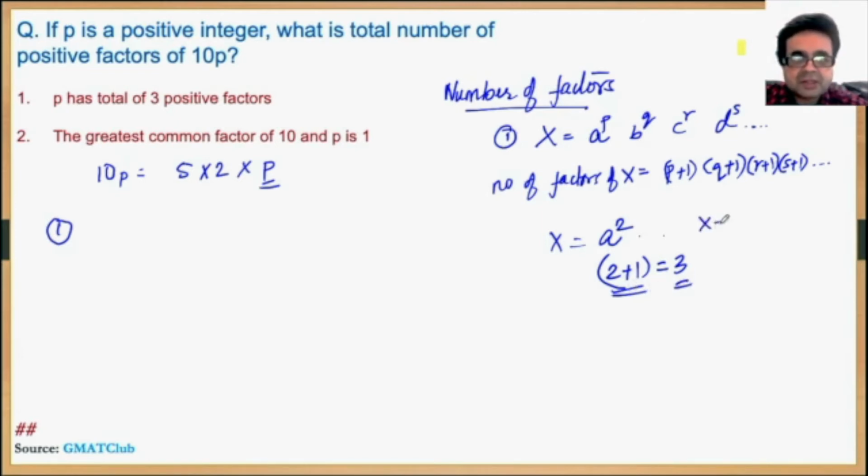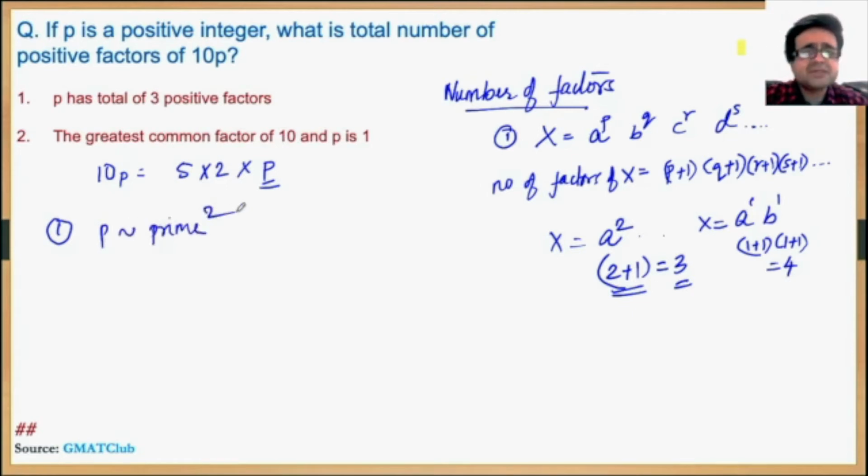If x equals a multiplied by b, let's assume, then the number of factors would become (1 plus 1) multiplied by (1 plus 1), which is 4. So what is given to me in statement 1 is that p is a prime number squared, or p is a square of a prime number. However, it doesn't tell me whether it is 5 or 2 or some other prime number. And what that means is, if it were 5 or 2, then the answer would be different as opposed to if it were 3 squared, right?